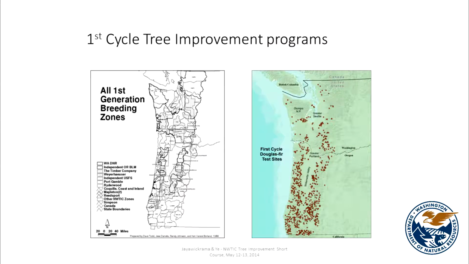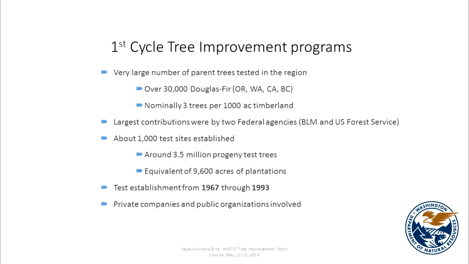So there are a lot of first cycle tree improvement programs when it first started off. You can see those on the left. Those are the different breeding zones, and then on the right are some of the test sites. A very, very large number of parents were selected and tested across the region. Over 30,000 Douglas fir open pollinated families were tested. About 3 trees were selected per 1,000 acres of timberland, and this resulted in around 1,000 test sites, 3.5 million progeny tested, and 9,600 acres of plantation.